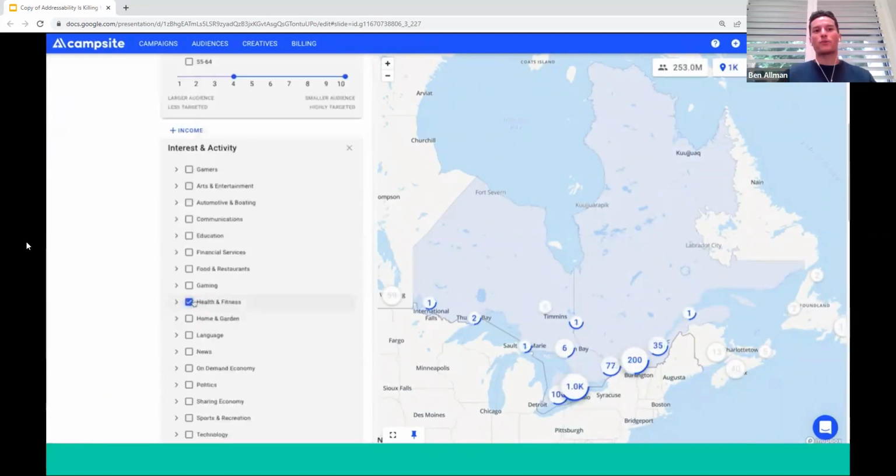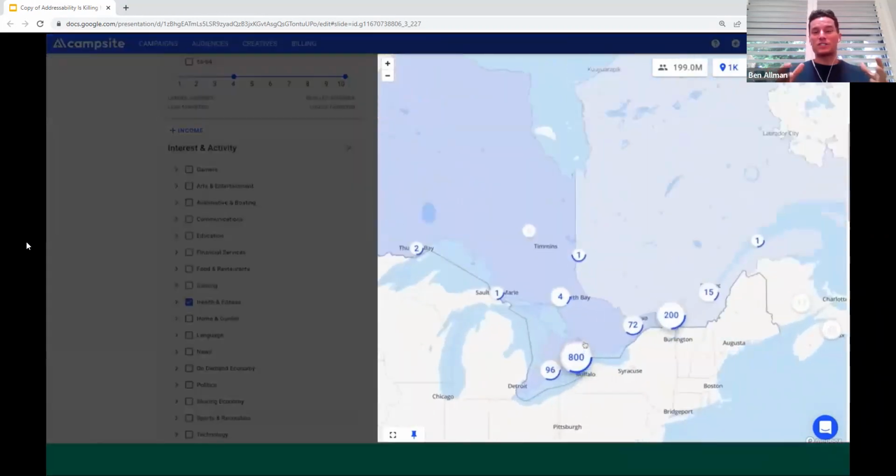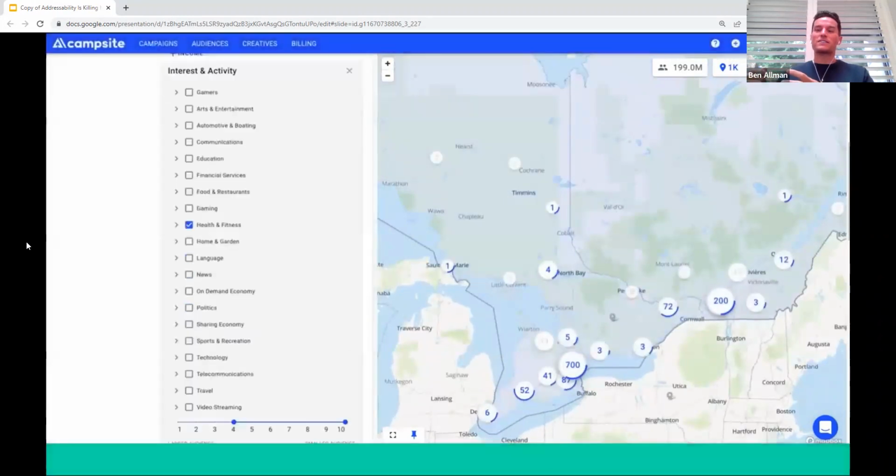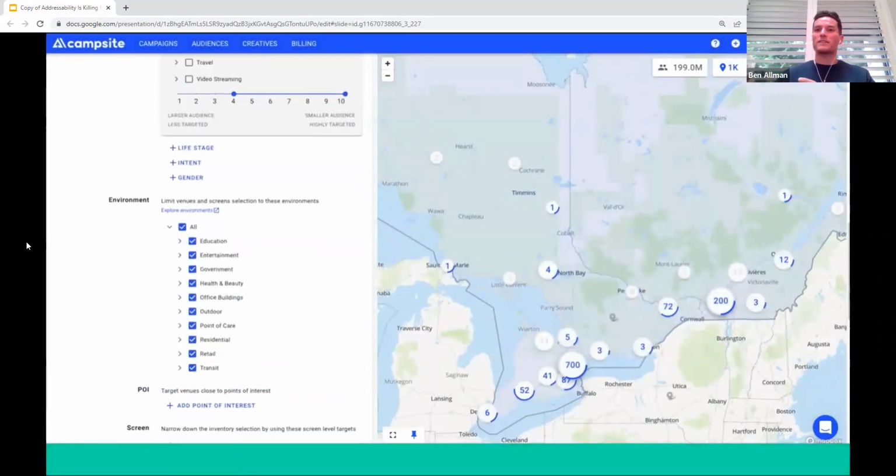We then apply our demographic targeting. In this case, it's a specific age range and an interest and activity segment, being health and fitness. And what it's giving us here is the locations with the highest propensity of these audiences in proximity to them. If we wanted to manually add or remove specific environments here, we can do so as well.